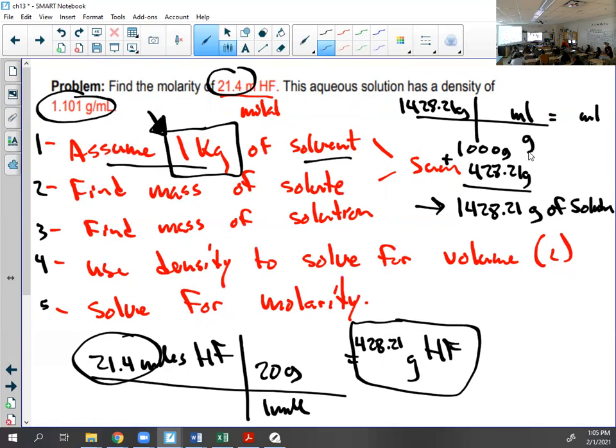And I want to get rid of the grams and get milliliters. So I need grams on the bottom. So my density is 1.101 grams per 1 milliliter. The grams disappear. And I type this in. You get 1297 milliliters. I'm just going to leave it at that. Or, just like the other one, I need it in liters. So it's 1.297 liters. So that's my volume.